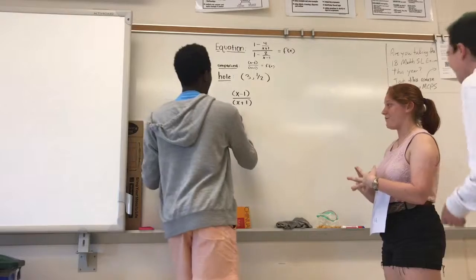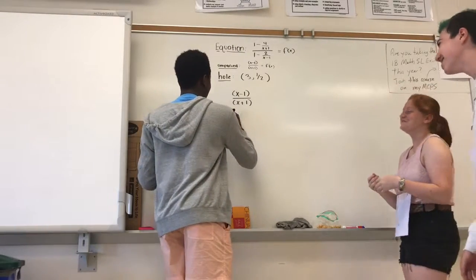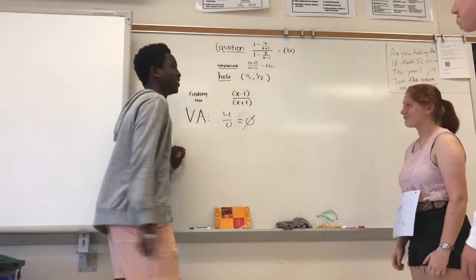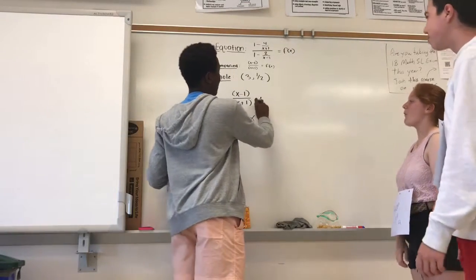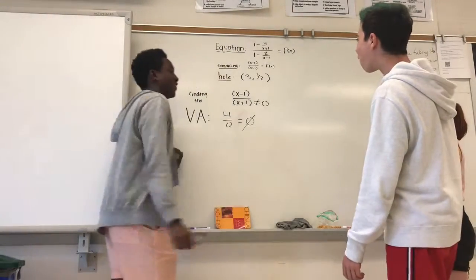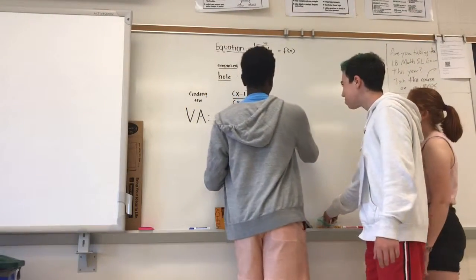Okay, ready? So as we know, any fraction with a denominator of 0 is undefined. So we know that this cannot equal 0. We're going to solve the bottom.